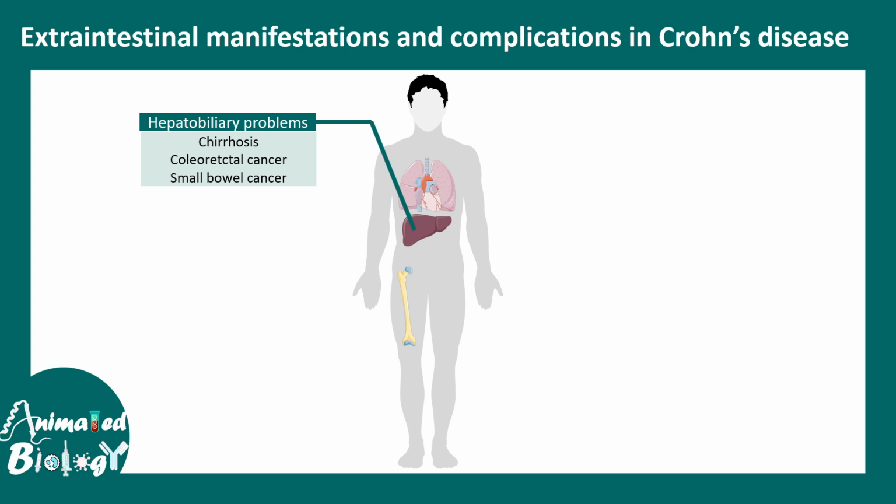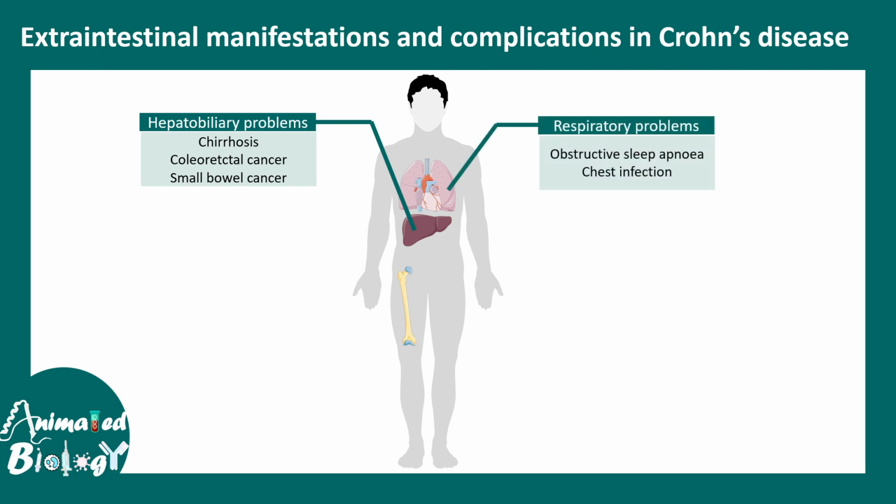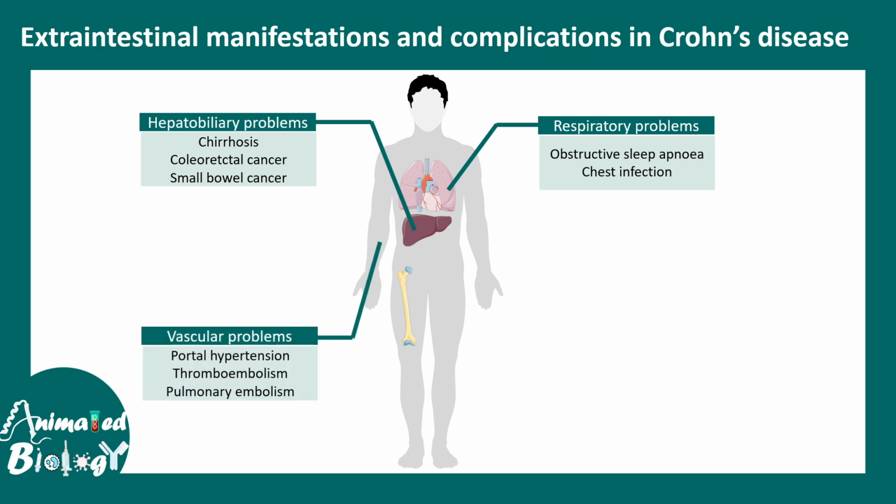So there are many extraintestinal manifestations in this disease. There are problems with the hepatobiliary system. There could be cirrhosis, there could be colorectal cancers, small bowel cancers. There could be respiratory complications like obstructive sleep apnea, chest infection. There could be problems in the vascular system leading to portal hypertension. Then embolism is another problem. There could be bone related issues in this disease, but these are all secondary and don't occur in all the patients. So the overall disease is quite variable.